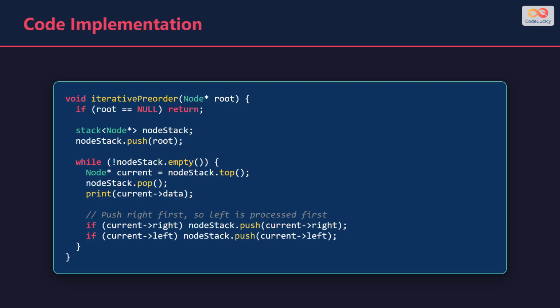Here is the C++ implementation. We check if the root is null. If not, we initialize the stack with the root. Inside the while loop, we store the top node, pop it, and print its data. Then, notice the order. We push the right child if it exists, followed by the left child if it exists.